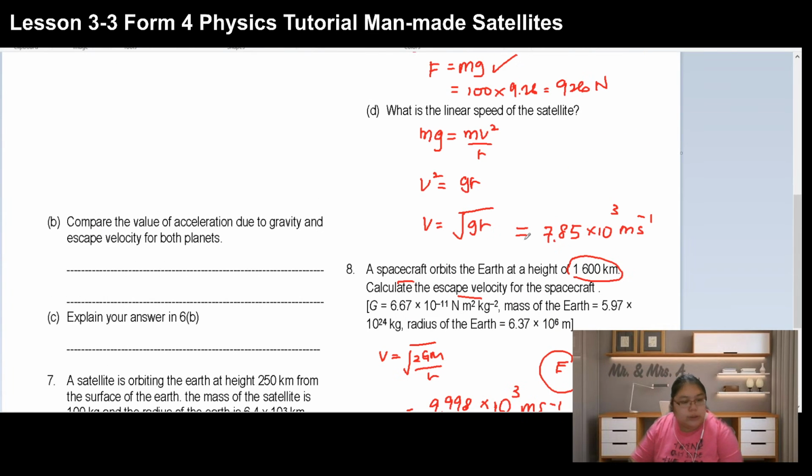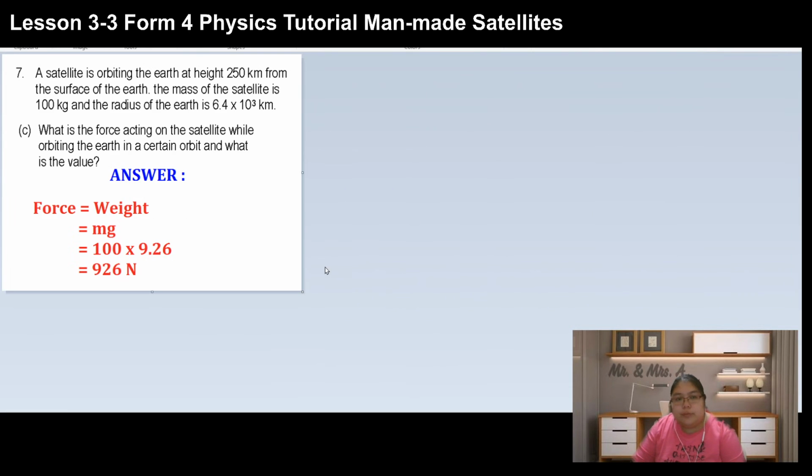Okay, I'll show you number 7C first. This is the answer for C. That means the force acting on the satellite, you write it is the centripetal force. The centripetal force is actually the same as the weight, mg. So m is 100, and g we found as the gravity for the satellite, 9.26. So I get 926 Newton.